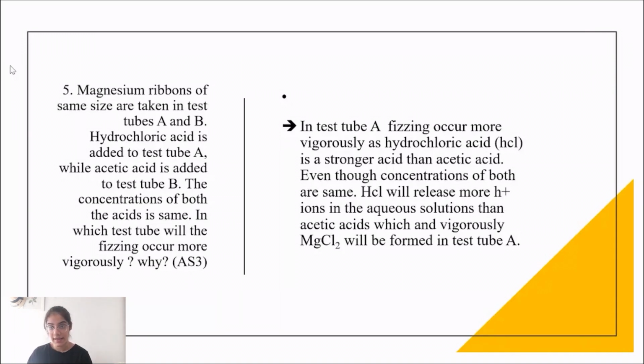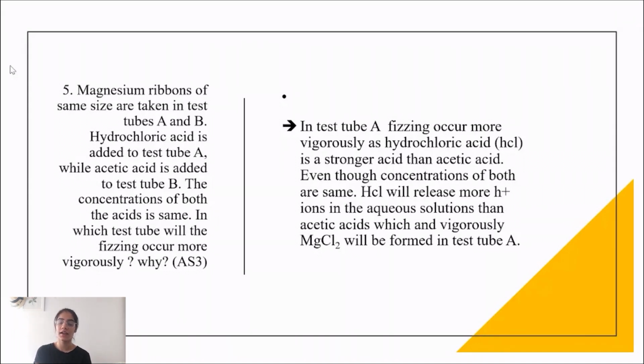Now, we know that acetic acid is an organic acid and HCl is an inorganic acid. Generally, inorganic acids are more concentrated as compared to organic acids. Now, even though the same concentration of both the acetic acid and the hydrochloric acid has been taken, we know that hydrochloric acid is a stronger acid as compared to acetic acid. Why? Because in an aqueous solution, hydrochloric acid can release more H plus ions for the same concentration as compared to acetic acid. Hence, in test tube A, fizzing will occur more vigorously and MgCl2 will be formed.